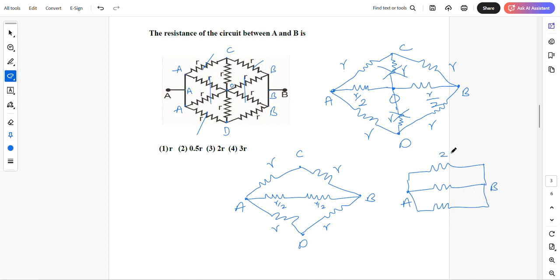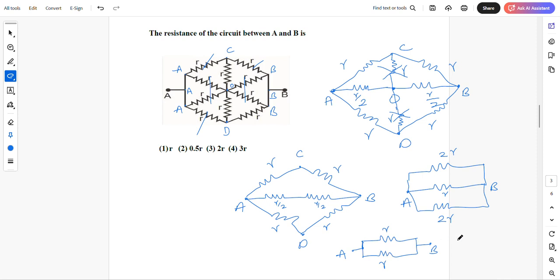R plus R is 2R. Okay, this R plus R is 2R, and R by 2 is R. 2R and 2R are in parallel. Therefore, the resistance is how much? That is 2R in parallel with 2R is half of that value, R. Between A and B.